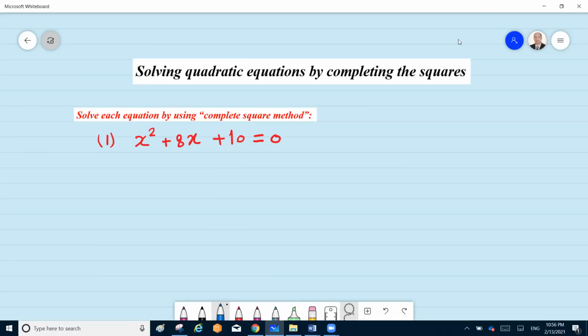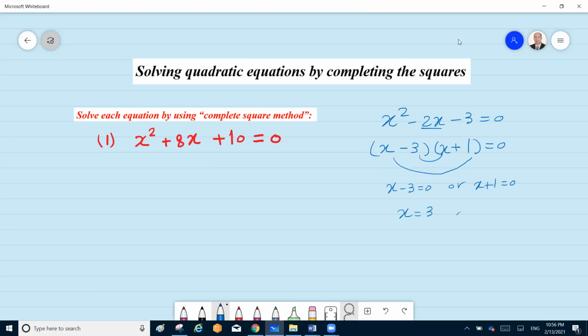Last lesson we studied how to solve a quadratic equation by factorization, like x squared minus 2x minus 3 is equal to 0. We factor this expression into two factors: x squared is x and x, and negative 3 we factor into negative 3 and positive 1. Now the middle term is correct, negative 3x plus 1x is negative 2x. After that, you take each factor equals 0: x minus 3 is 0, or x plus 1 is 0. And finally, write the answer: x equals 3, or x equals negative 1.